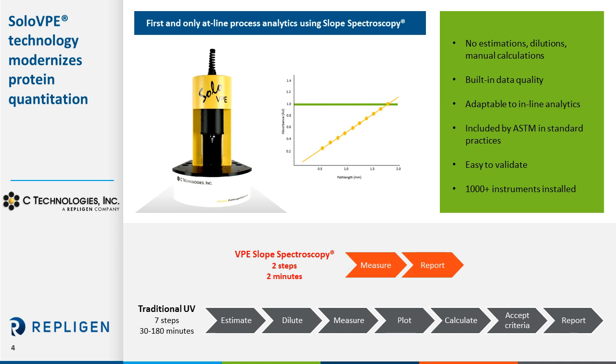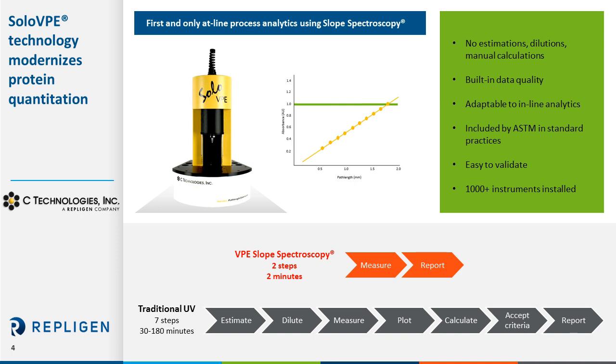So what we have here is the first and only at-line processing analytics using slope spectroscopy. To be very clear, it is a UV-based technology. We're not doing anything so radically different here. It is based in UV. It's just an updated and modern approach to measuring proteins and essentially OD readings using the VP technology.